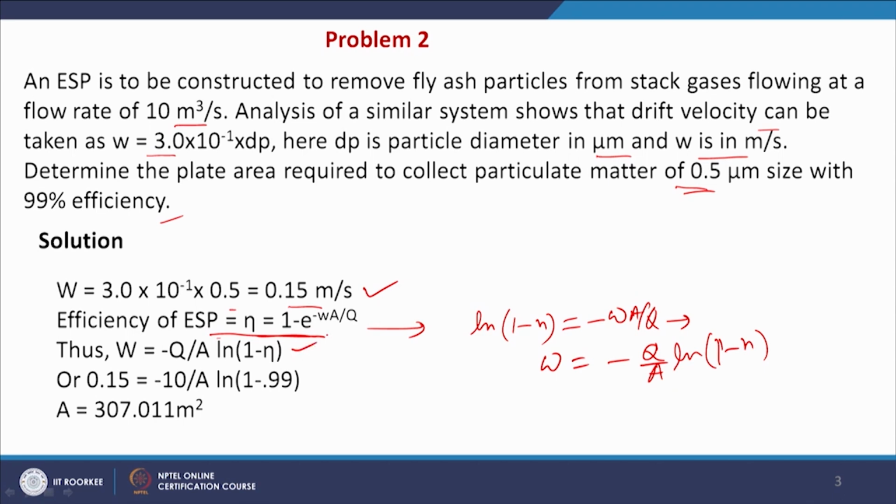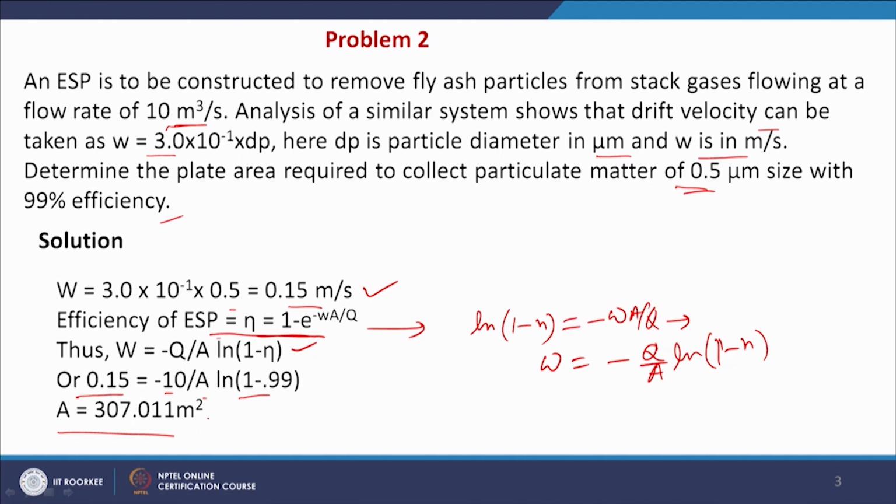Now, in this case w is given as 0.15 meter per second, which we have calculated. So, we will put the w value here, and Q is also given as 10 meter cube per second. So, minus 10 divided by A into ln(1 minus efficiency), where efficiency is 99%, so 0.99. By solving these expressions we get A equal to 307.011 meter square.